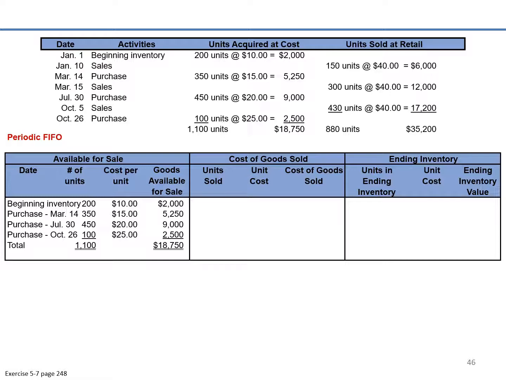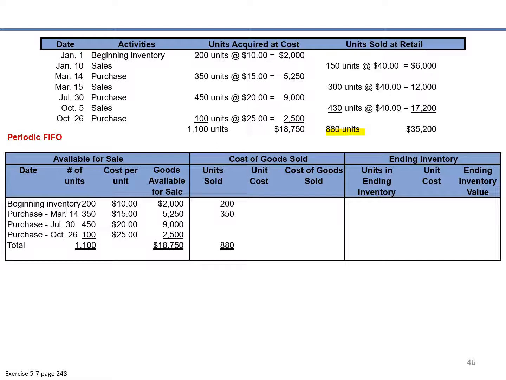Periodic FIFO. So beginning inventory was 200 units at $10 per unit. We sold 880 units during the period. So let's compute our cost of goods sold and our ending inventory. So under the FIFO method, we're going to sell our first units first. So that means we're going to sell all 200 of our beginning inventory. We're going to sell 350 from our March 14th purchase.